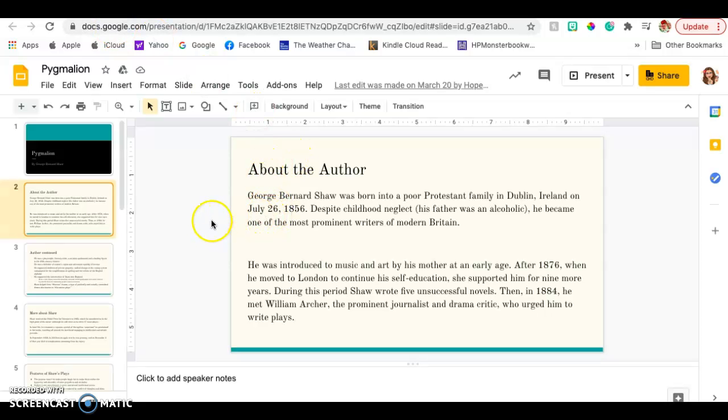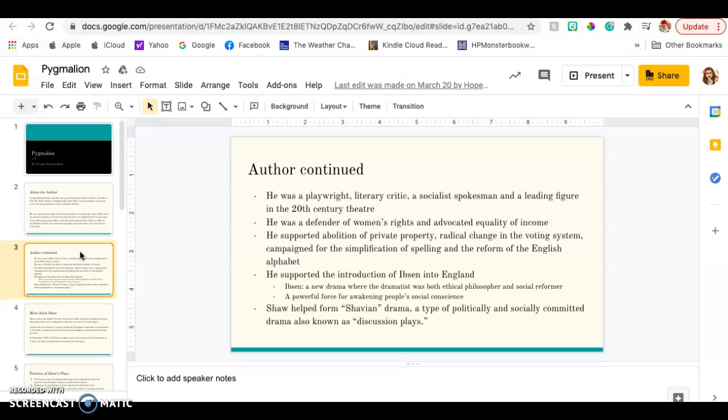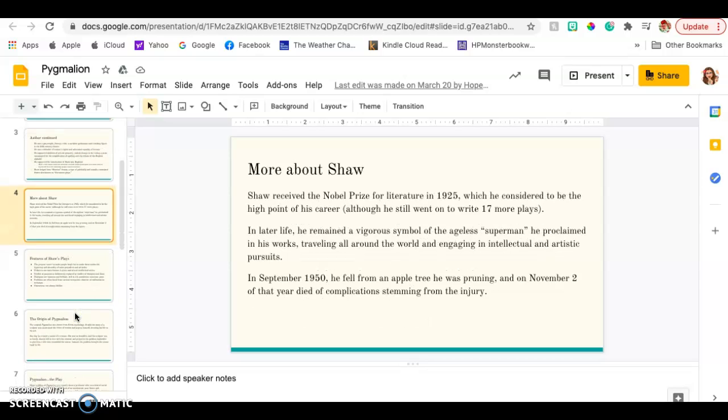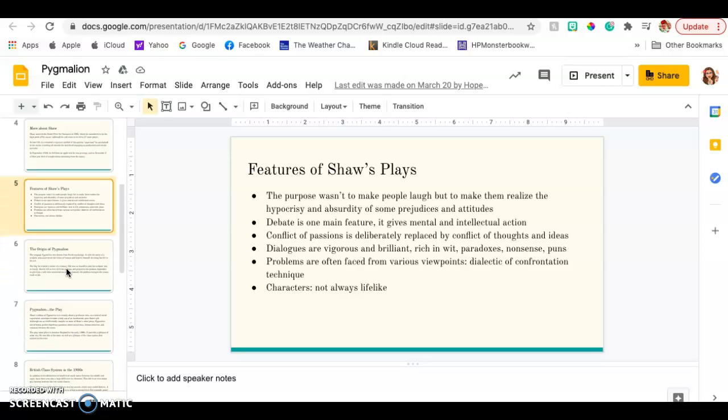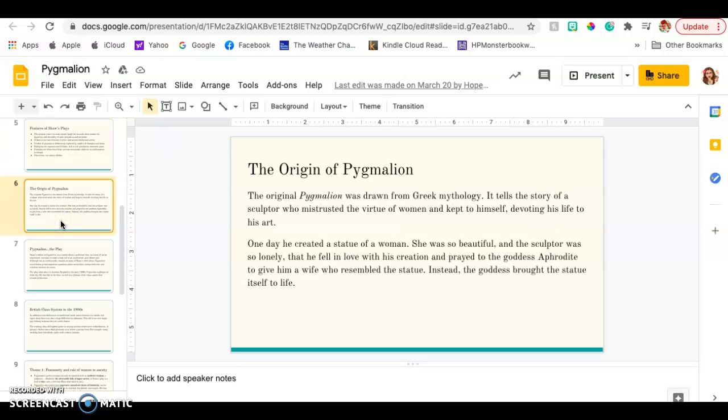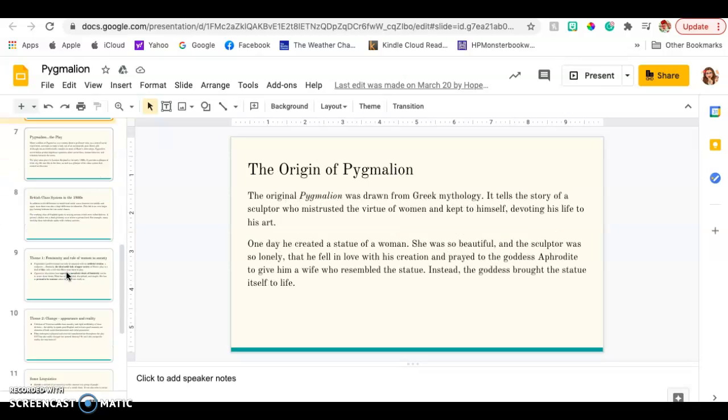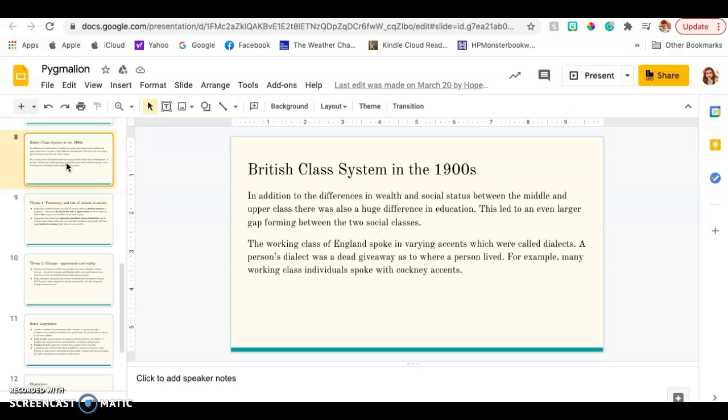On the PowerPoint, I go through the author. I talk about him a lot, and then the purpose. Shaw's purpose is to actually show us human failure and how we can be better than we are. And we've already gone over the origin story, but please look over the class system and stuff. I didn't get to go through this a lot because I only have 15 minutes for this video. So please look this over because it's going to help you figure out how to write your diary entries a little bit more accurately. Okay?